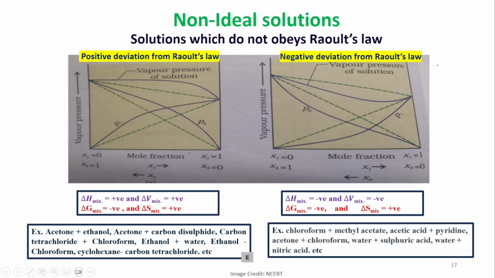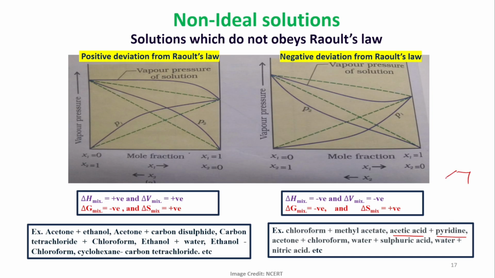But these negative deviations are different. Why? Because after mixing, their strength increases. So AA is less stable, solute is less stable, solvent is less stable. But solute and solvent form good company. Chloroform is having 3 chlorine atoms, and methyl acetate, COOCH3, again has a positive center in chloroform, so ion-ion interaction. Then acetic acid and pyridine.